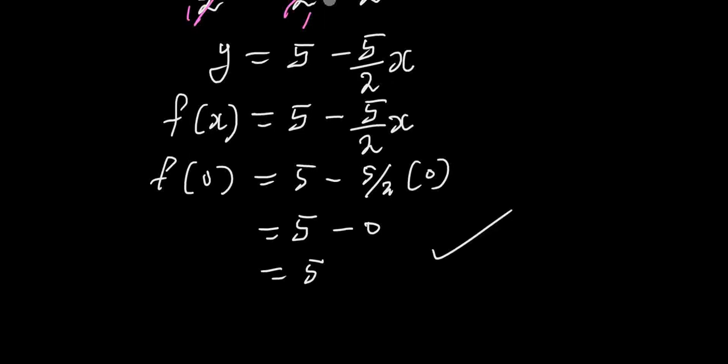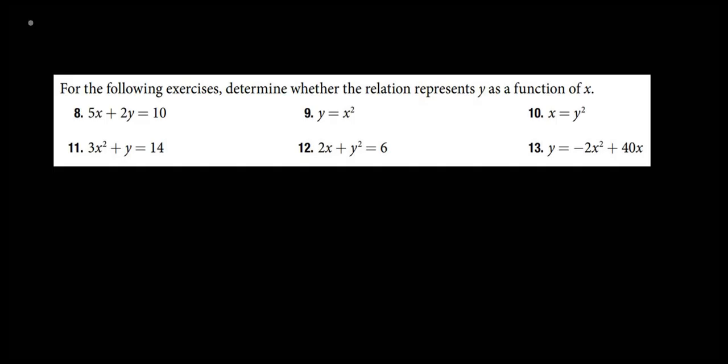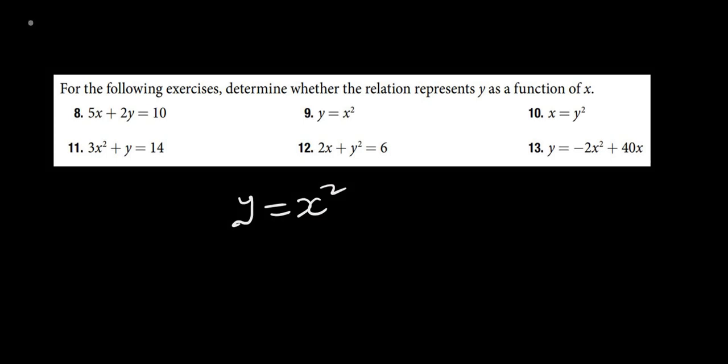I hope this makes some sense. All right, let's move on to the next one. Question 9. y is equal to x squared. This equation is already written in terms of y. So the first thing we are going to do is to simply write it using the function notation. And that is going to be f of x equal to x squared.